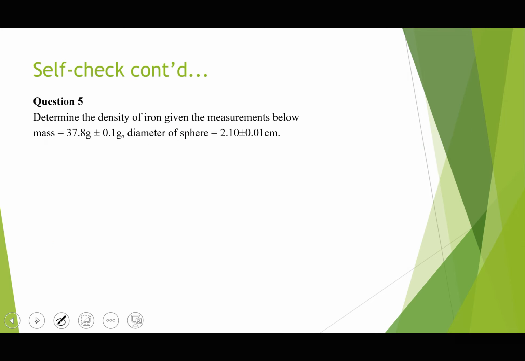Next is number 5. Determine the density of iron given the measurements below. They have given you the mass, they have given you the diameter of a sphere. In other words, iron is in a spherical shape. Because you'll be finding density from mass over volume, and they have given you mass with its absolute uncertainty, but they have not given you the volume. You know that the volume of a sphere is 4/3 pi r cubed.